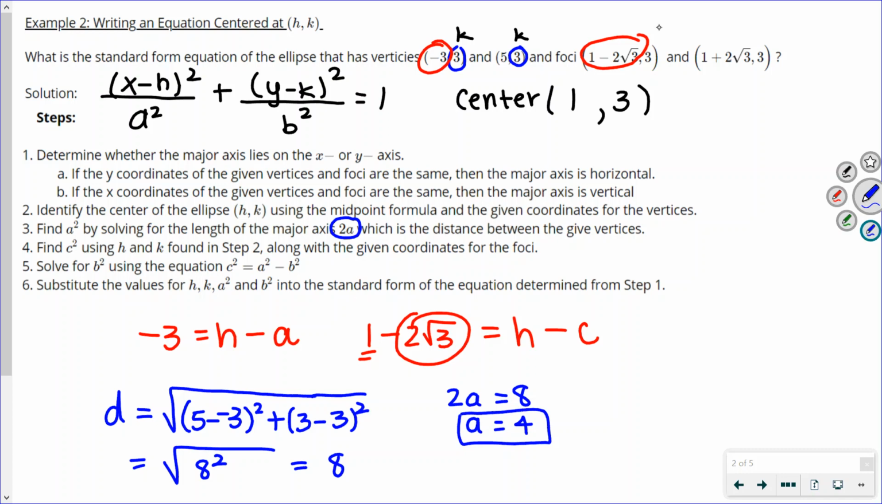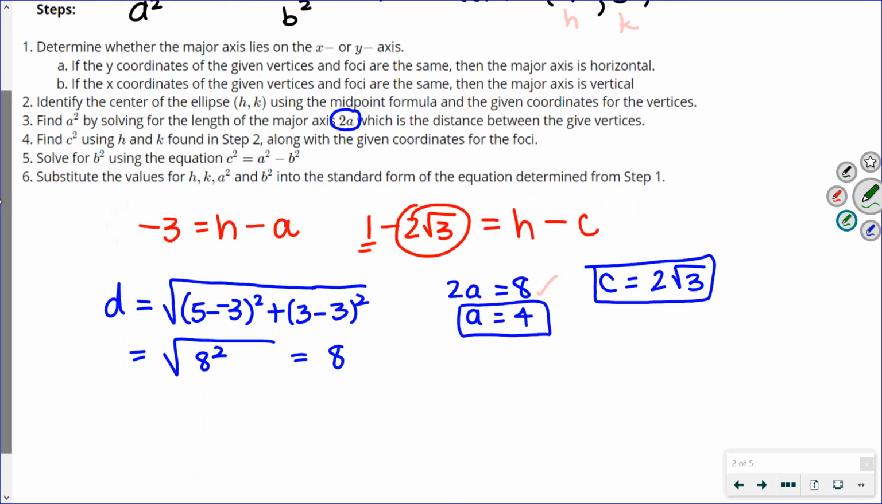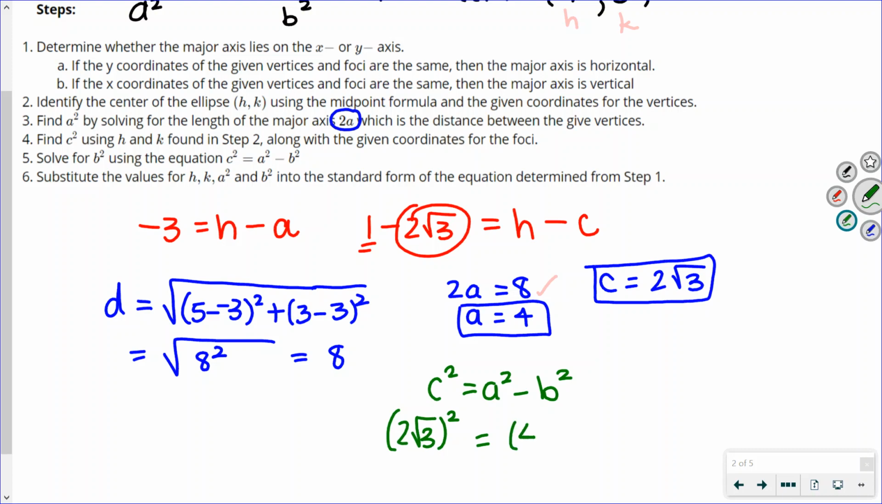We know what c is from our foci. All we have to do now is find b. Let's use a different color, let's use pink. We know h, we know k, and we know a. All we have left to find is b. So to find b, we're going to use the formula c squared equals a squared minus b squared. 2 square root 3 squared equals 4 squared minus b squared.